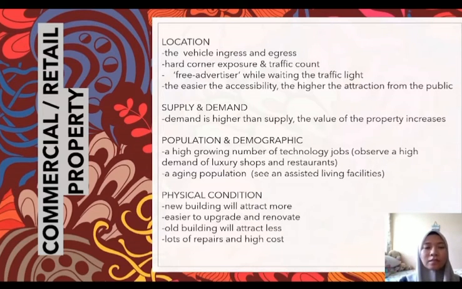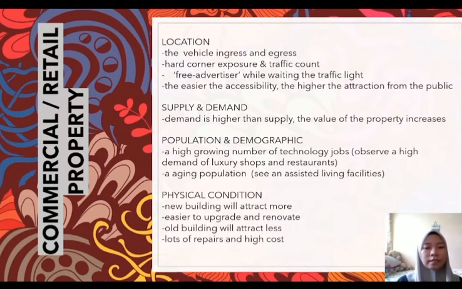Why? Because when the public stays at the traffic light, they will look at their surroundings to see what this area has. So it will be easier for them to access the property and retail buildings. The easier the accessibility, the higher the attraction to the public.